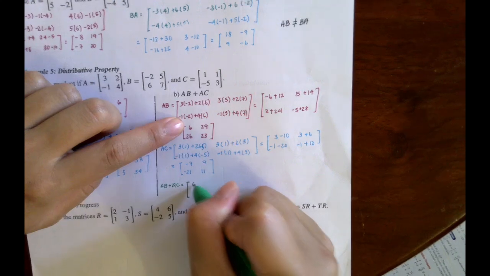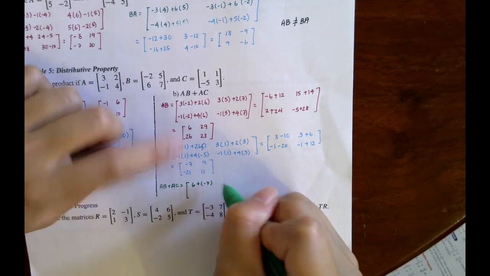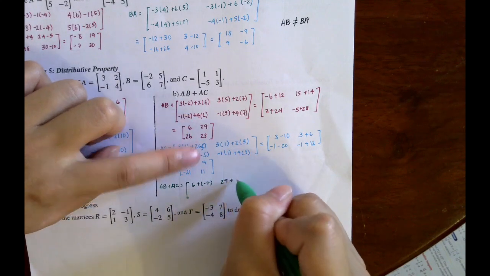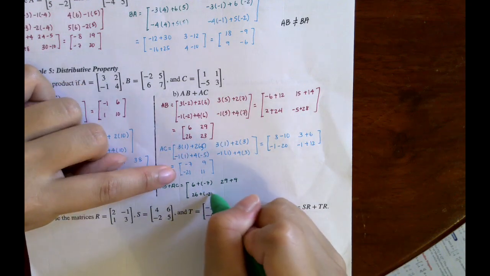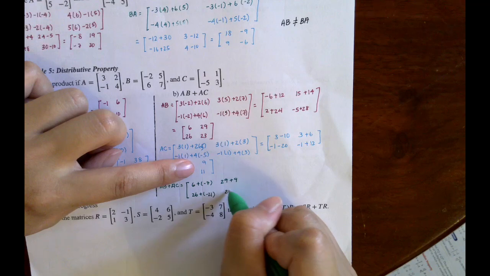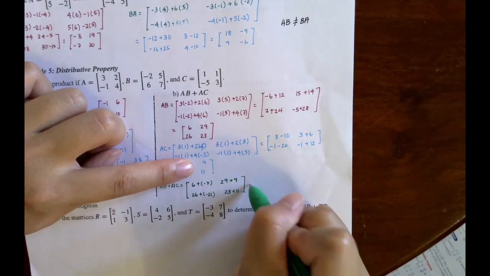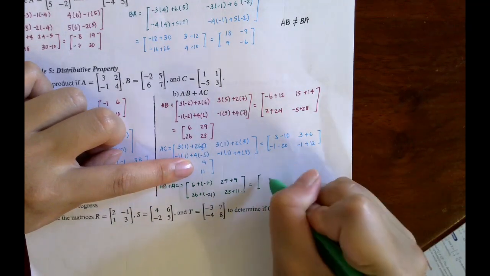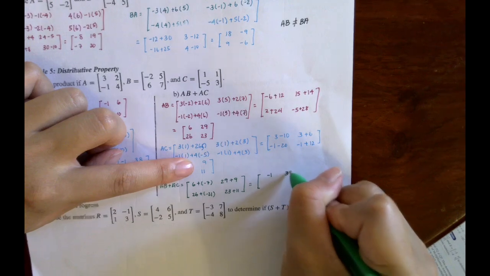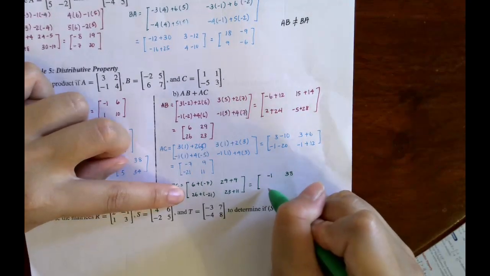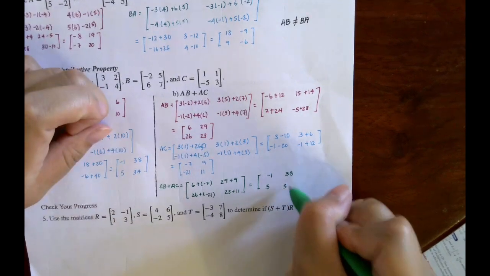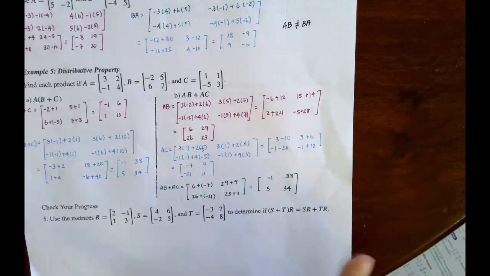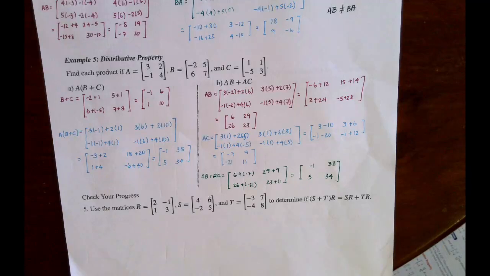So that'll be 6 plus negative 7, 29 plus 9, 26 plus negative 21, and 23 plus 11. Okay. 6 plus negative 7 is negative 1, 29 plus 9 is 38, 26 plus negative 21 is 5, and 23 plus 11 is 34. They do match, so in this case, the distributive property does work. Okay?